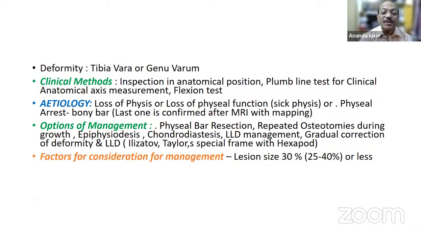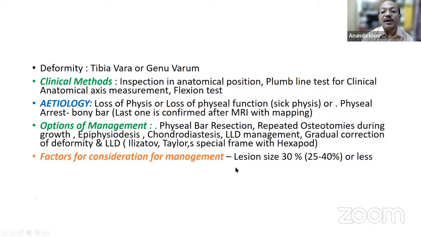Now, what are the factors which will help the clinician in the management? We have to identify the epiphyseal lesion size. If it is 30 percent or less, we have to go by physeal bar resection. Again, we have to check whether the physeal defect is in the center or the periphery. I will come to how, depending on that, we can change our options. But if it is more than 50%, it is very difficult to do a physeal bar resection. Then we have to go by epiphysiodesis. So this is most important.